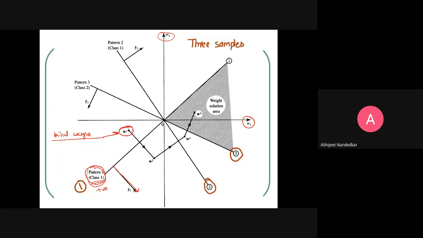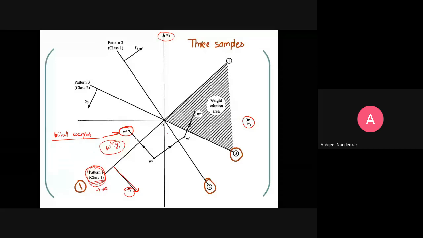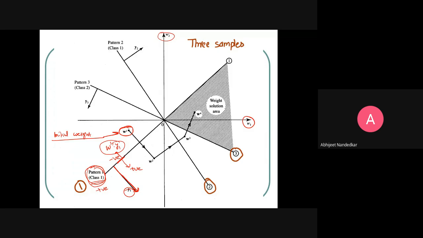So initial weight is here, and I have been presented a pattern Y1 which belongs to class 1. So if I take W1 transpose Y1, what it will be? As per this diagram, Y1 is in this direction. So this side of the line is positive and back side of the line, this side is negative. And you can see your weight is standing here. That means your answer will be negative.